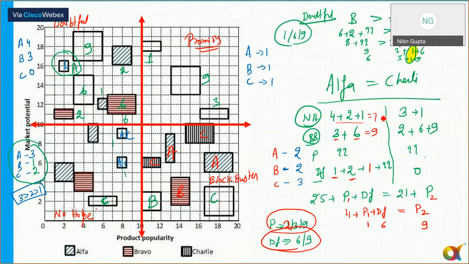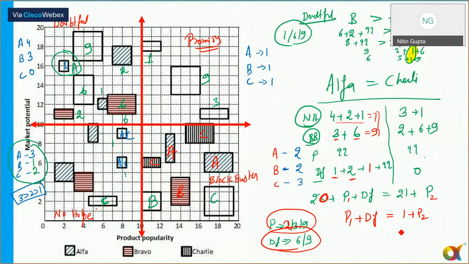That's right. So now the total is 7 plus 9, which is 16. 16 plus 4 is 20. 20 plus this one. Okay, so it was just a calculation mistake. So 20 plus P1 plus DF is equal to 21 plus P2 here. And from here, we can say P1 plus DF is equal to 1 plus P2 here. Okay, so what are the possible values of DF and P1 and 1 plus P2?